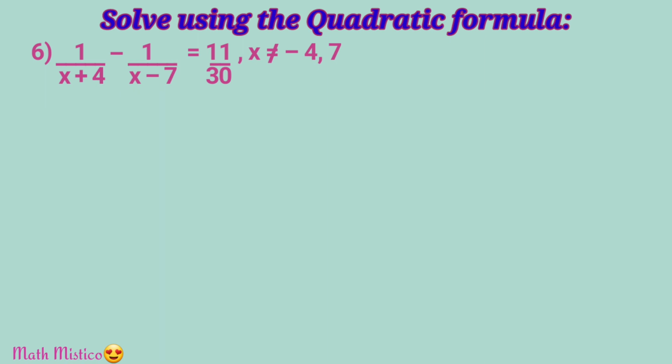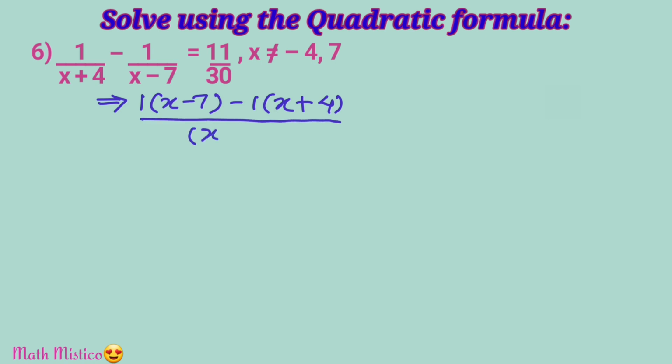Now let us convert this equation into standard form. We have to remove x from the denominator. It is a sum of two terms, so we cannot solve it like previous question. We will take the LCM on the left hand side. LCM of these denominators will be the product as they are different from each other. So we get 1 into x minus 7 minus 1 into x plus 4 upon x plus 4 into x minus 7 equal to 11 over 30.